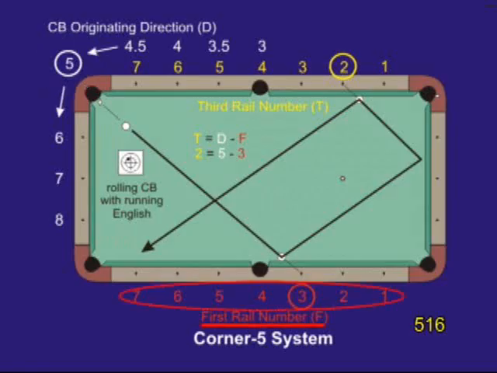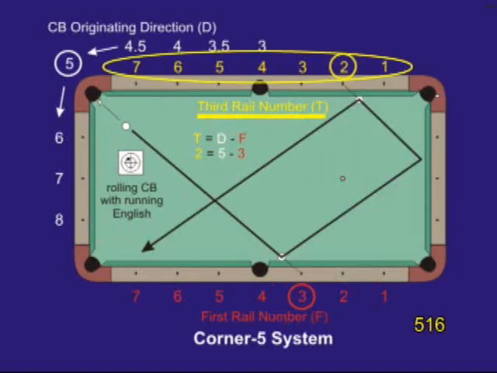The numbers in red indicate the first rail number. This number tells us our point of aim on the first rail. These numbers start with 1 at the first diamond from the far end rail, and they increase by 1 for each diamond up table. In the example shot, we're aiming through the third diamond, so the first rail number is 3. The numbers in yellow indicate the third rail number.